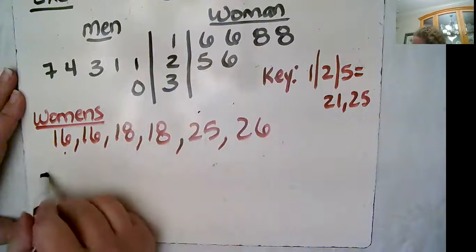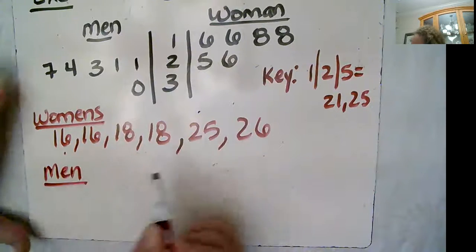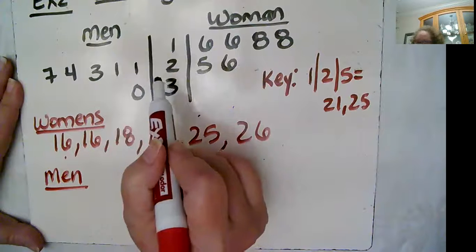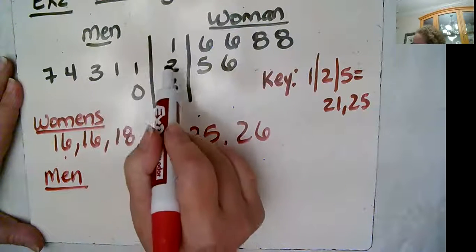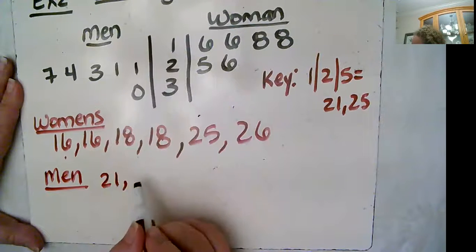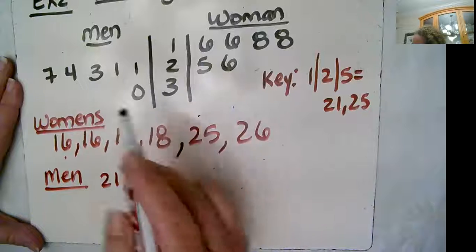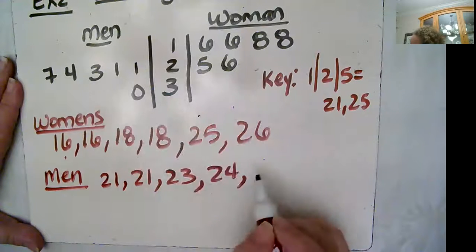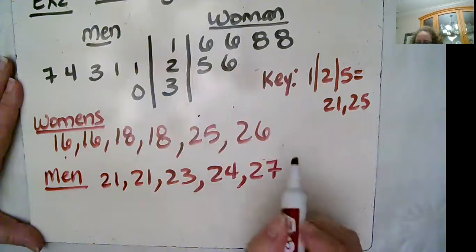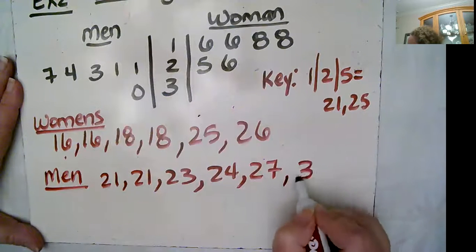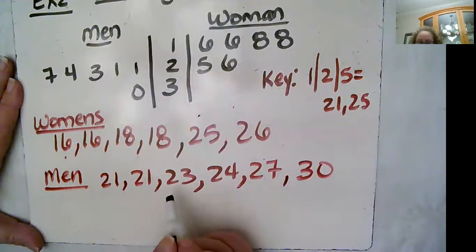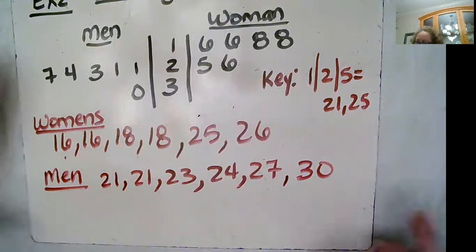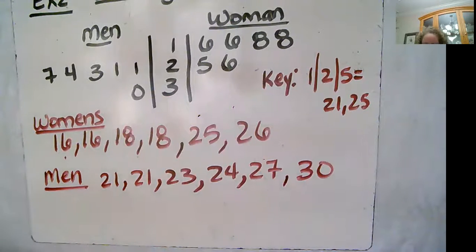For the men, it's to the left. Nobody is in their teens for the men. They start in their 20s. So there are two 21-year-olds, a 23-year-old, a 24-year-old, and a 27-year-old. And then there's one 30-year-old. So for the men, their ages range from 21 to 30. That's all you had to do for example 2.